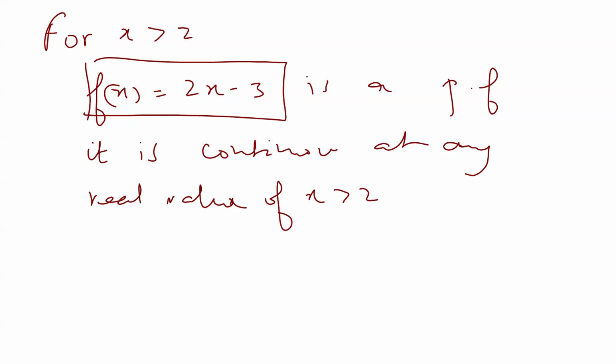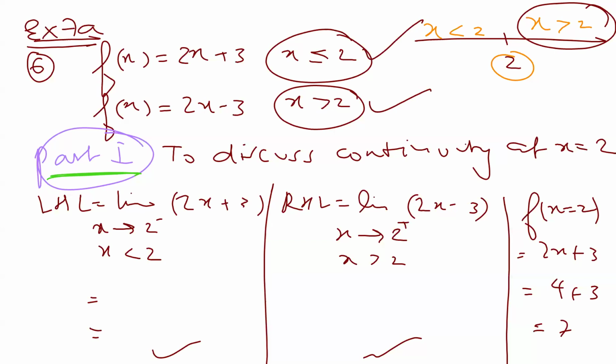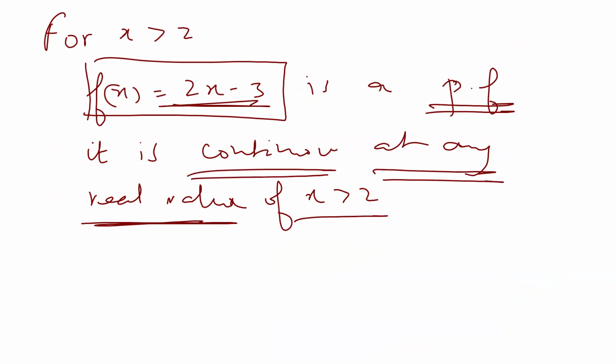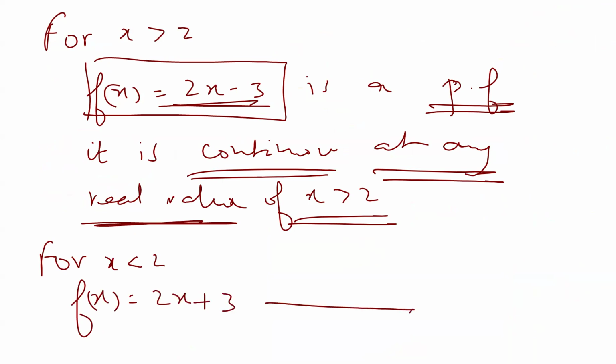When you say for 2, the function changes. For 2 and very, very near to 2, the function changes. So 2 is the critical value. For that, you need to do LHL and RHL. But for x greater than 2, the function is same throughout. So it's a polynomial function and it is continuous at any real value of x greater than 2. Same way, for x less than 2, f of x is equal to 2x plus 3. It's a polynomial function. Therefore, it is continuous at any real value of x less than 2. The function does not change.